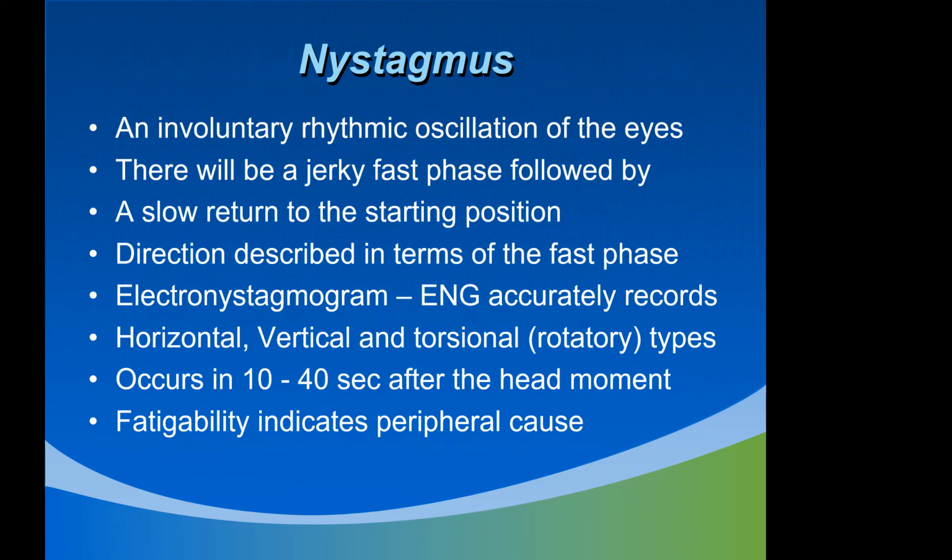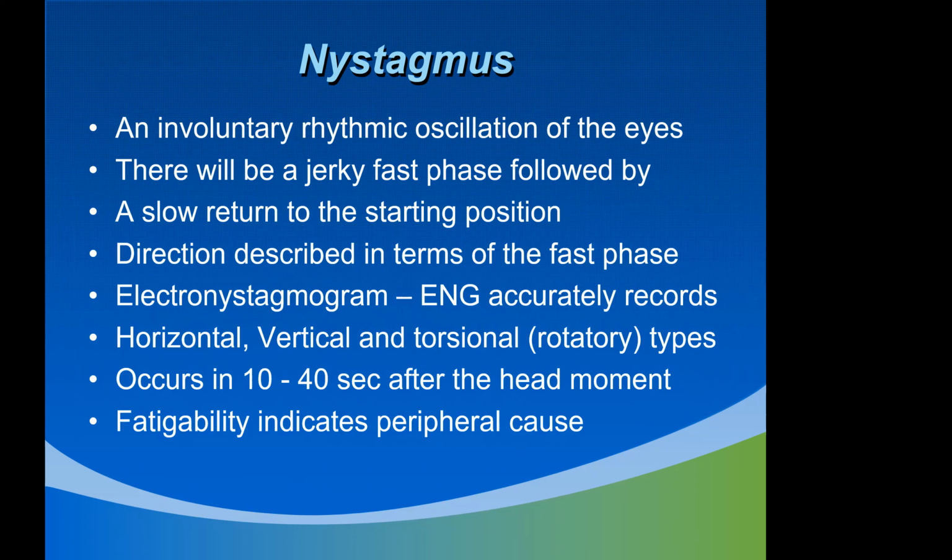What is nystagmus? Nystagmus is involuntary rhythmic oscillation of the eyes. There will be a jerky fast phase followed by a slow return to the starting position. The direction is that of the fast phase. Which side is the fast phase? That is the direction. Nystagmus to the right. Nystagmus to the left.